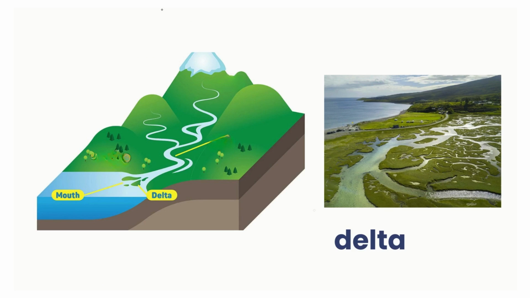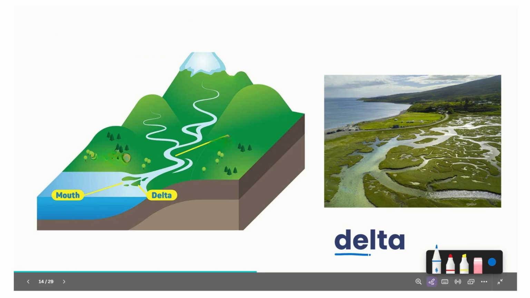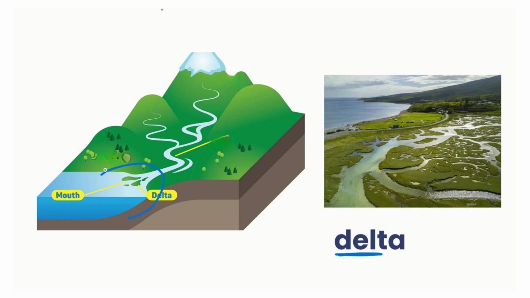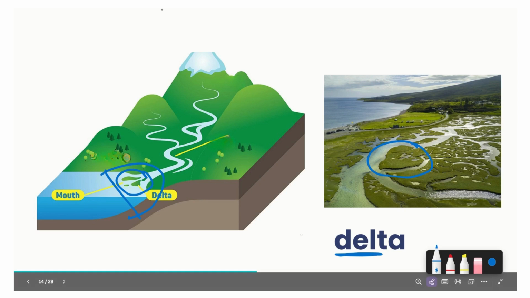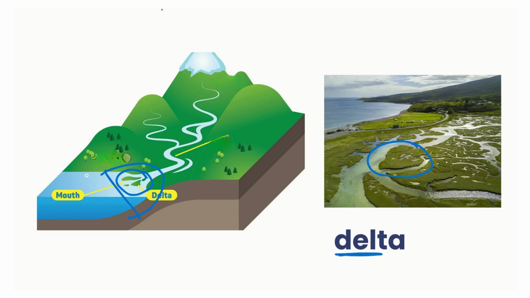And the last word from the landforms we need to know is delta. A delta is when the river's mouth, this looks like a mouth, at the river's mouth, it drops off some sand that turns into this shaped land, and we call that a delta. So delta is this land at the mouth of the river.